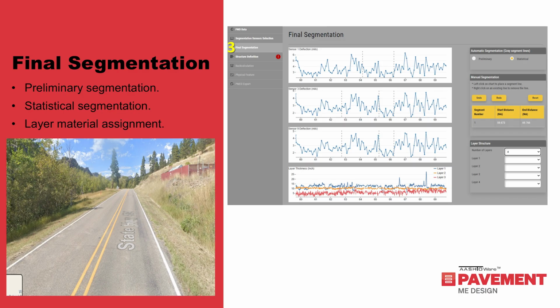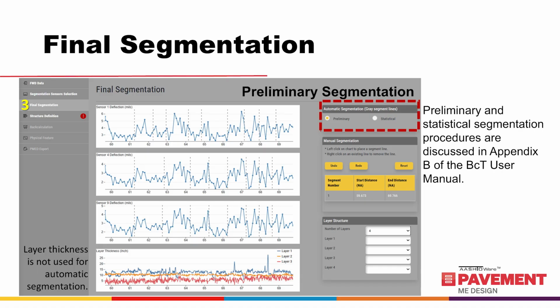These items include a preliminary segmentation, a statistical segmentation, and the layer material assignment for each segment. As noted on the previous slide, this is step 3 of the guided process, final segmentation of the project. For the segmentation process, there are 2 segmentation procedures used to identify areas along the project that respond differently to loads, which are 1, a preliminary segmentation, and 2, a statistical segmentation. The preliminary and statistical segmentation procedures are discussed in Appendix B of the BcT User or Help Manual.